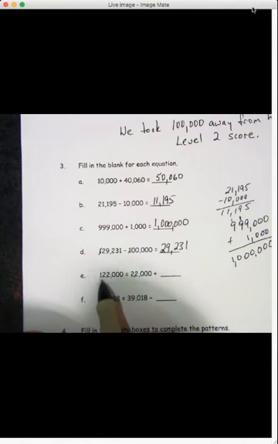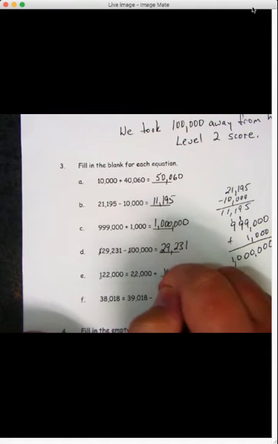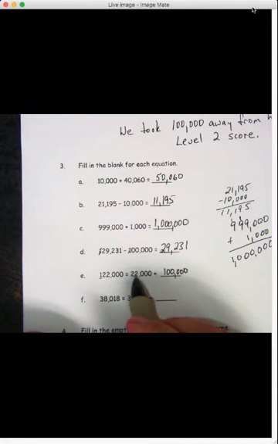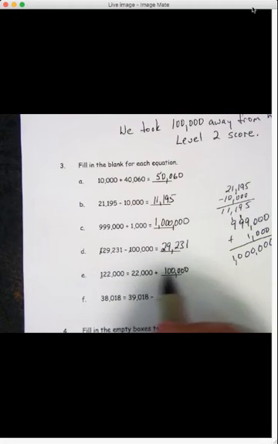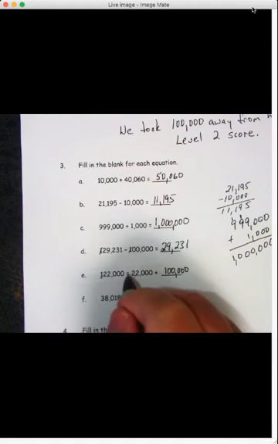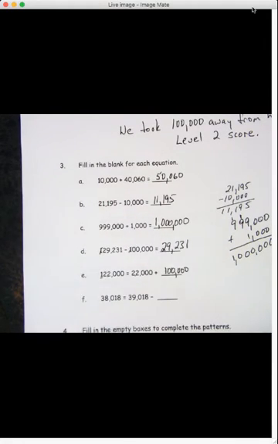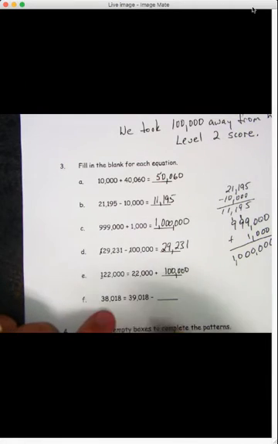Well, what's been added in this number? We've got a 1 in what place? In the hundred thousands place. So if we add 100,000 to 22,000, then we get 122,000. Now this problem's written backwards than what we're used to seeing it, so make sure you pay attention to where the signs are. All right, this one's the same way.